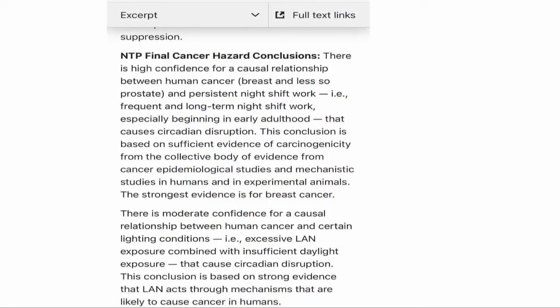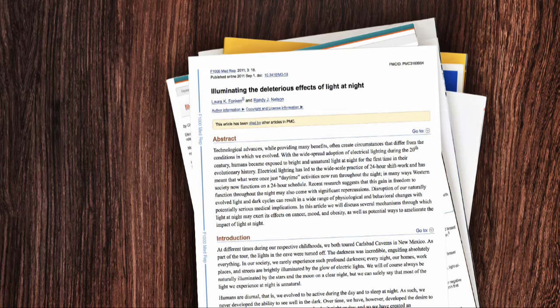Another study, National Toxicology Program. This is on PubMed.gov. Final cancer conclusion. There is high confidence that there's a relationship between human cancer and night shift work due to the light exposure at night. And they link it to this concept called LAN, light at night. Light at night is damaging. Illuminating the deleterious effects of light at night. Again, technological advances are being used so that you can be programmed and sick, and they are not being used to advance your health.